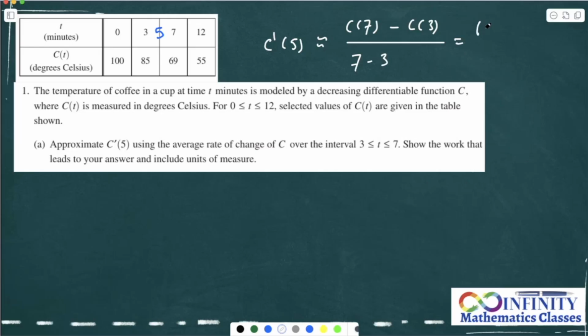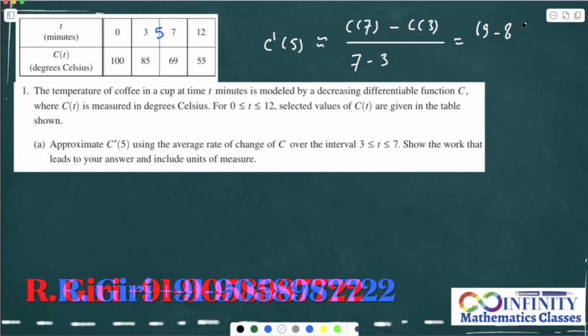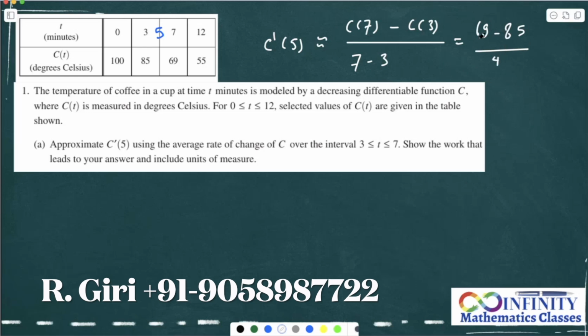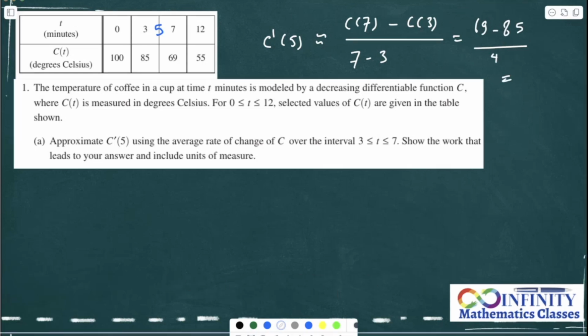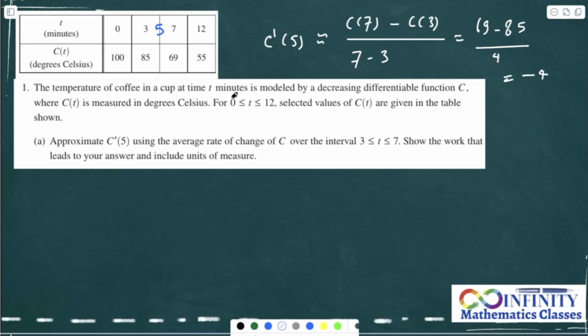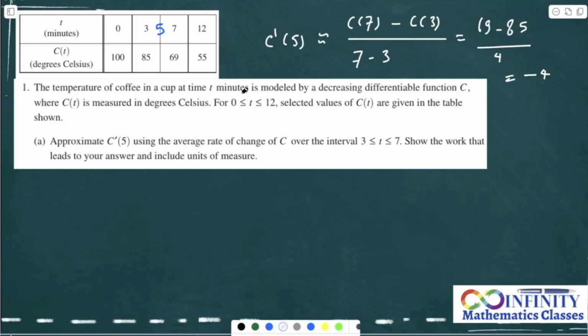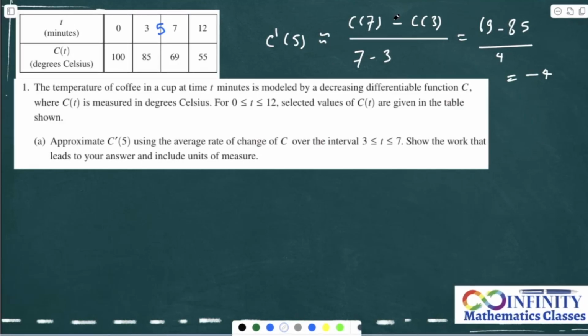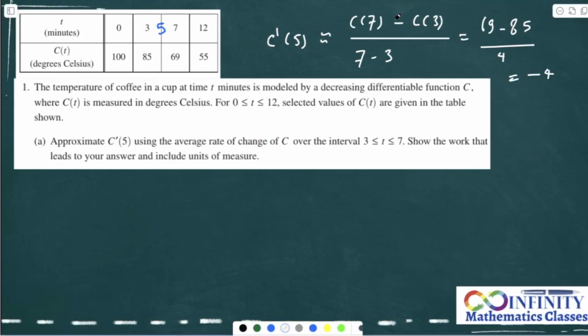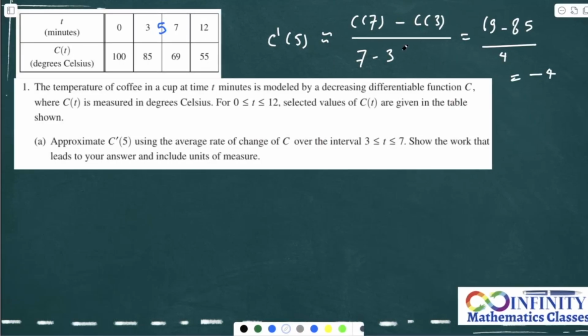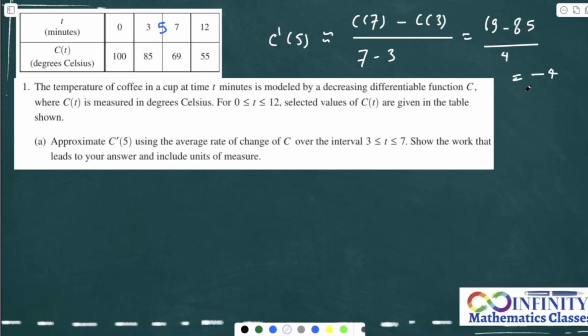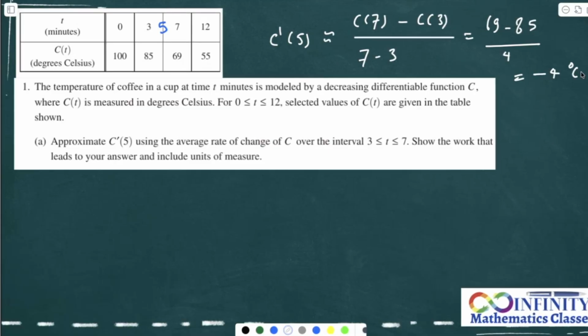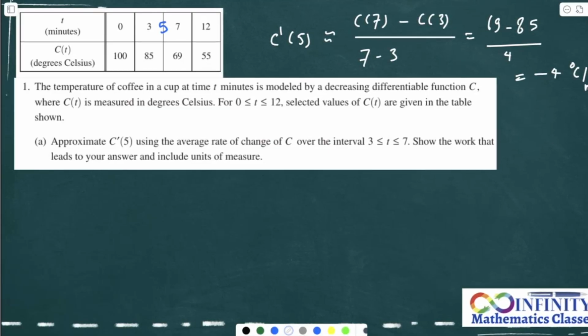it is 69 minus 85 divided by 4. What is the answer, please? Minus 4, perfectly okay. So it is easy. Minus 4 degrees. The unit is going to be Celsius per minute. The reason being the numerator is degrees Celsius, and the denominator is going to be time there. So it is Celsius per minute. Correct. You say degrees Celsius per minute. This is going to be the unit.